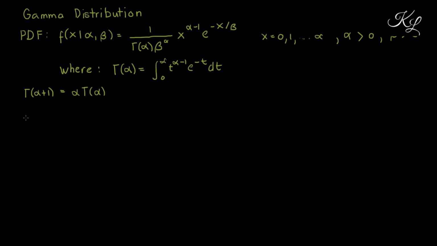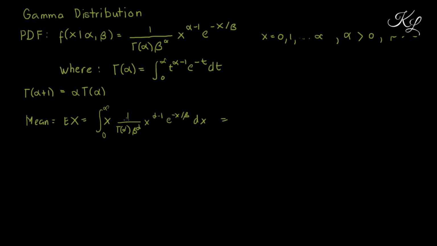Let's now derive the mean. Mean is equal to expectation of x, and expectation of x is the integral of x times the probability density function, which is this one, 1 over gamma of alpha, beta raised to alpha, x raised to alpha minus 1, e raised to negative x over beta. We have dx. This is from 0 to infinity, so we'll have 0 to infinity.